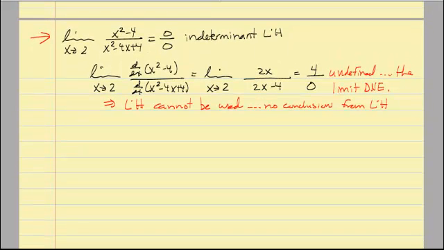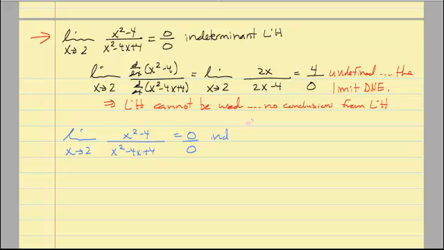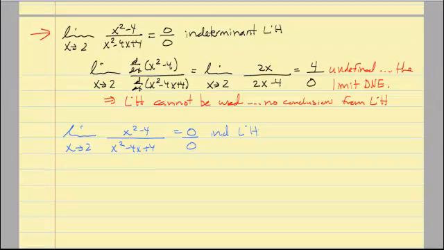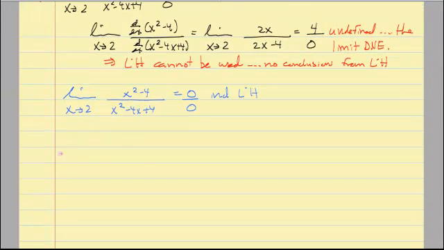So let's look at the same problem. Let's look at the limit as x approaches 2 of x squared minus 4 over x squared minus 4x plus 4 again. This equals 0 over 0, which is indeterminate. Indeterminate L'Hopital's, but I know it doesn't work. We'll just make a note of that. So what other approaches do we have? Well, we have an algebraic approach and we have a graphical approach as well. So let's look at the graphical approach.